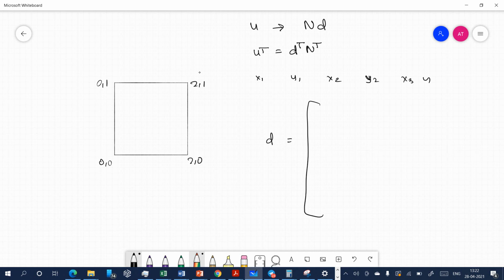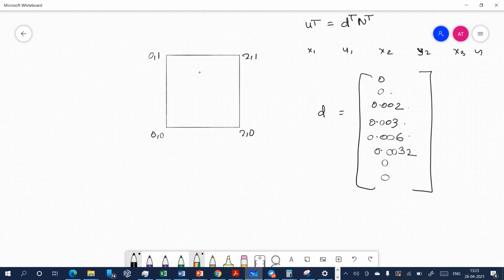So let us say that those values are 0, 0, and then we have 0.002, then we have 0.003, then we have 0.006, then we have 0.0032, then we have 0 and 0. So this is, how many do we have? u1, v1, u2, v2, u3, v3, u4, v4. Okay, so this is the displacement which we have.